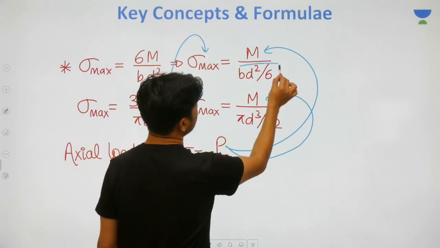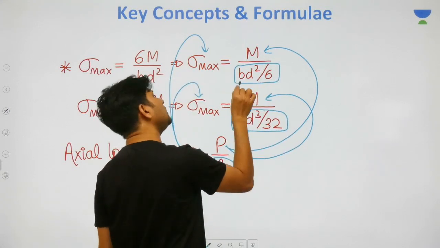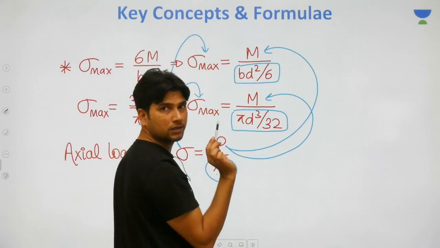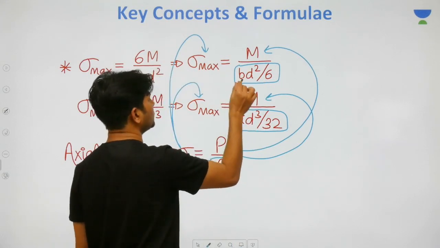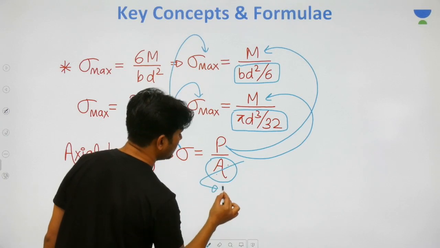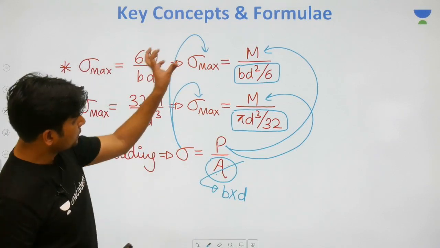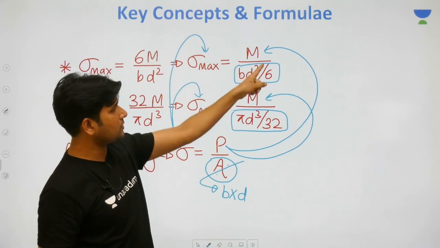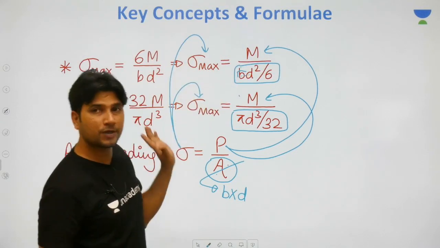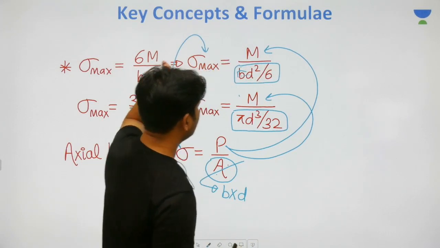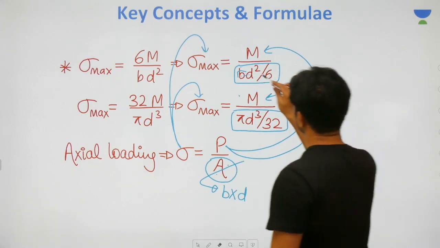Though this one is not area, nonetheless it depends upon cross-sectional area only. It depends upon the parameters belonging to the cross-sectional area only. Like area is width into depth, so here also you have width and depth only. So this entire parameter in the denominator depends upon the cross section.